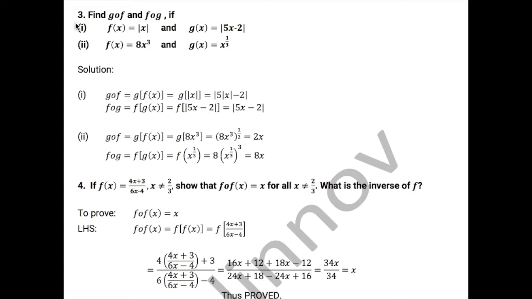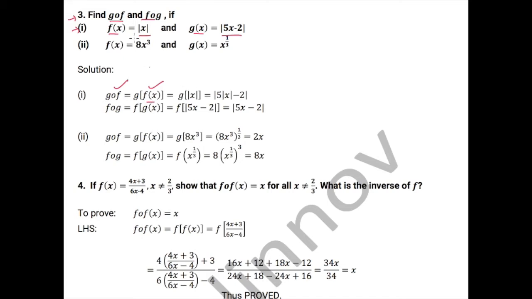So question number 3, we need to find gof and fog where f of x and g of x are separately given. This is question number 1, wherein f of x is equal to mod x and g of x is equal to mod of phi x minus 2. So we know gof is equal to g of f of x.